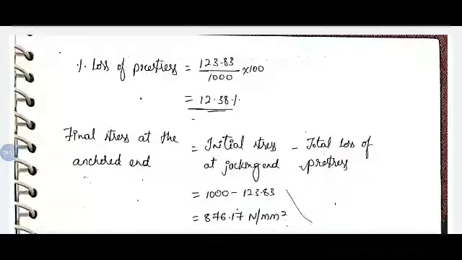Then after all these losses, what is the final stress at the other end of the beam? From one end you are tensioning, what is the stress at the other end? Initial stress, it is 1000 minus total loss of pre-stress, you will get 876.17 Newton per mm square.